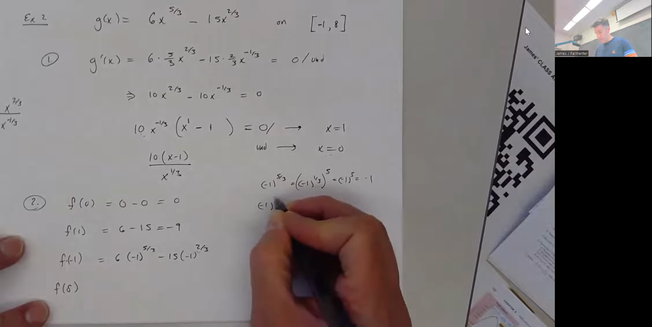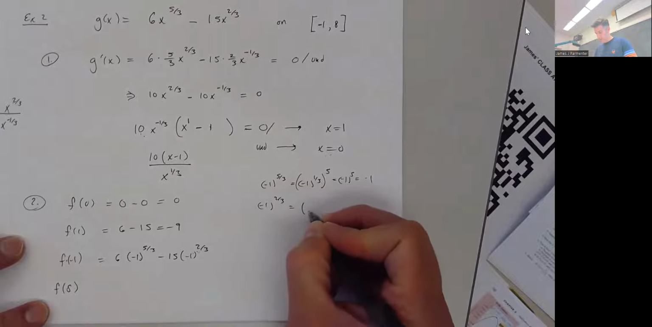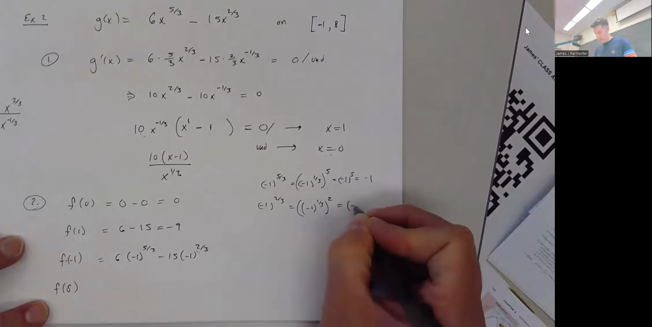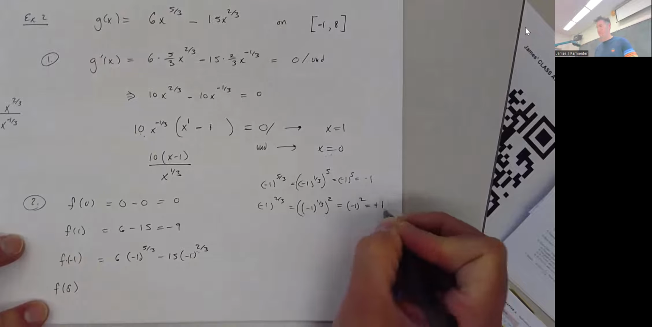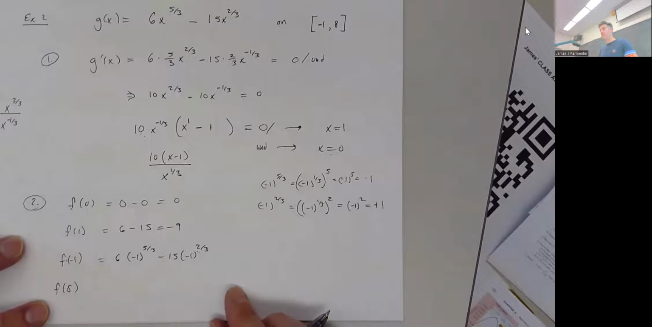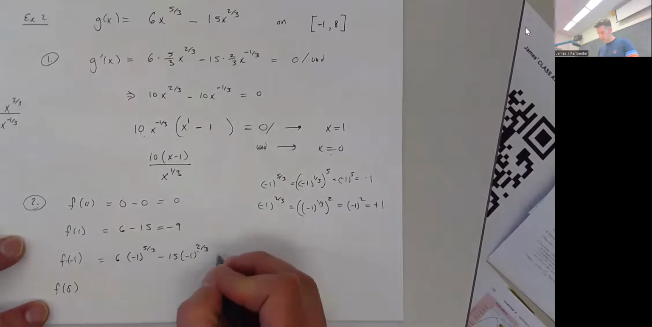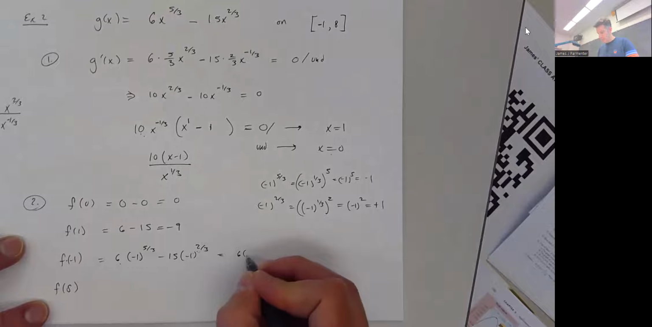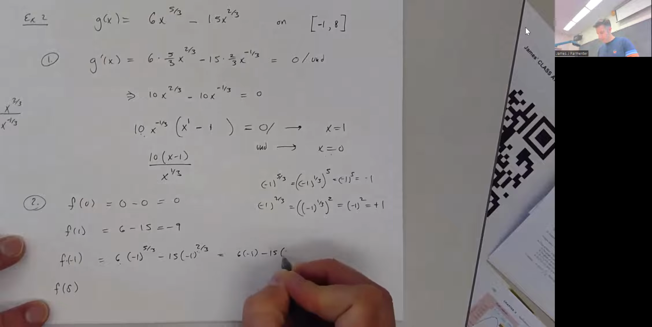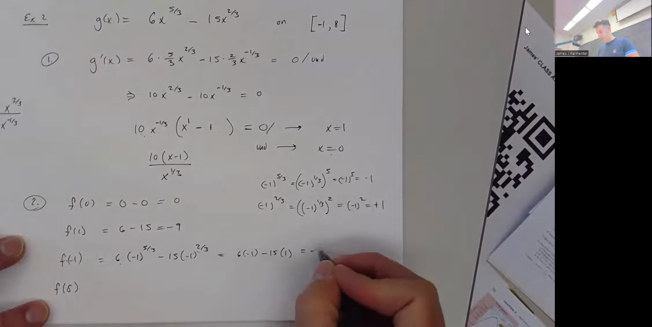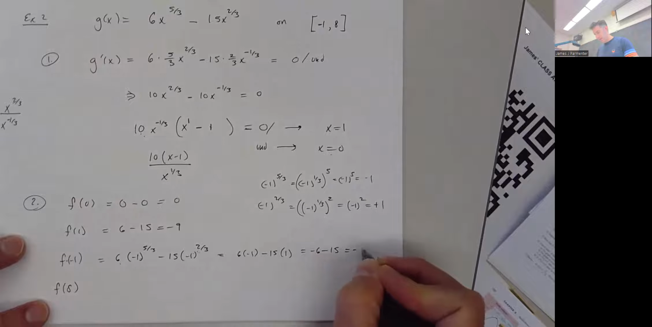But -1 to the 2/3 is the cube root of -1, but then it's squared, so it's -1 squared, which is +1. That's what's happening there. So we end up getting 6 times -1 minus 15 times +1, which is -6 minus 15, which is -21.